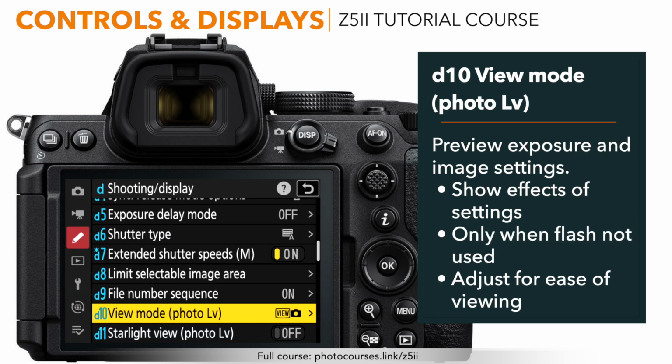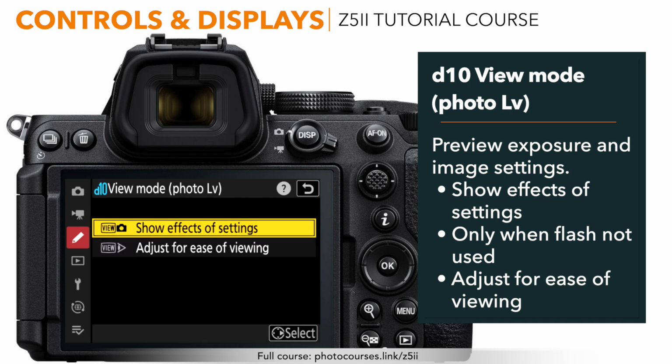Those were our controls. Now let's look at some ways to customize our displays. D10 View Mode, Photo Live View. We referenced that earlier. This allows you to set whether or not you want your exposure and image settings previewed in the live view. Show effects of settings.